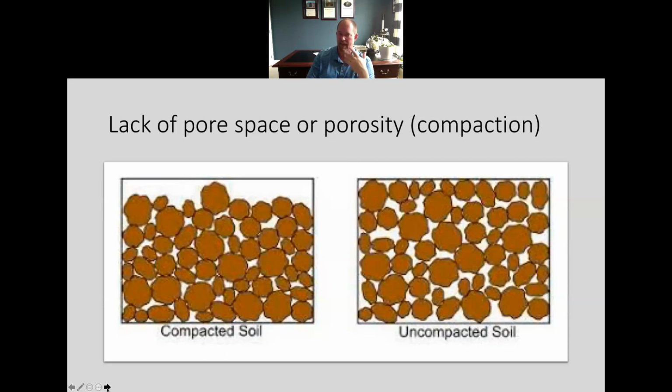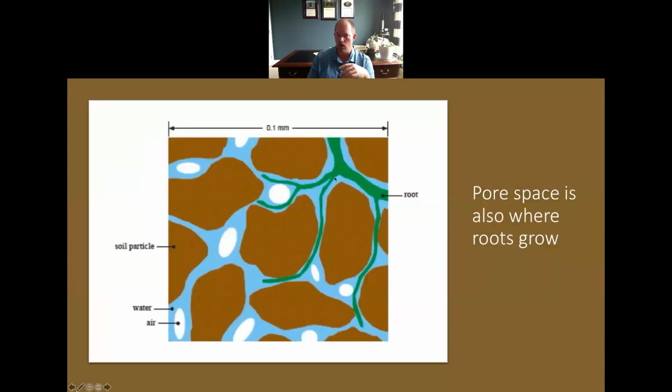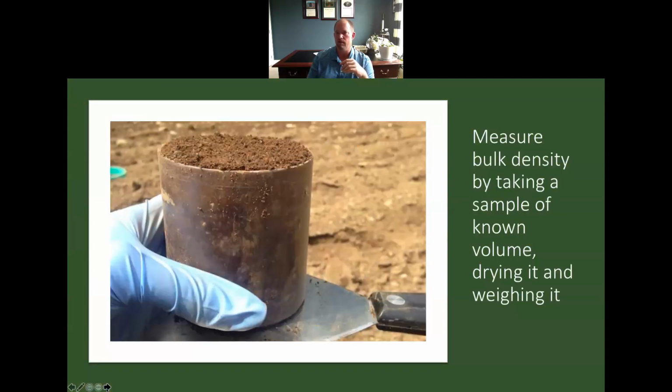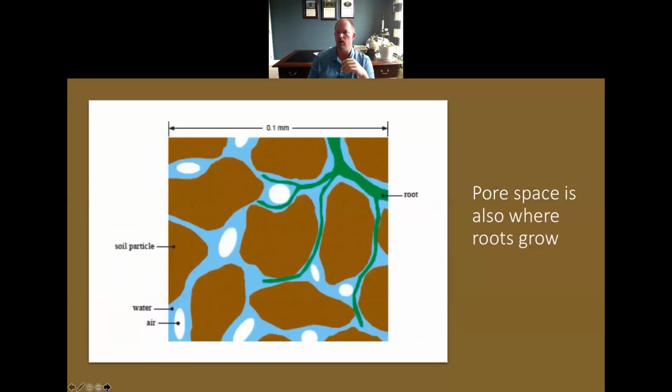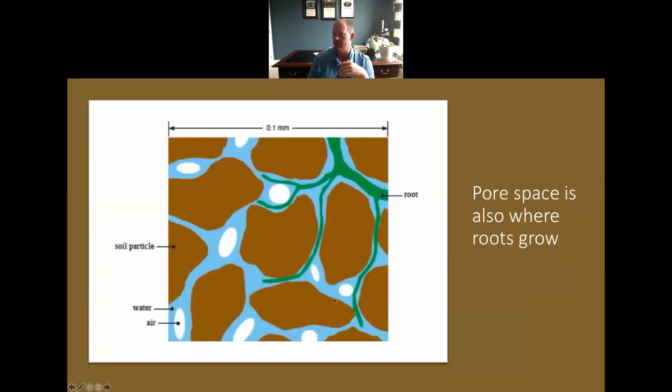When we talk about compacted soil, it basically means that we're driving out all of the pore space. And the pore space is where all the magic happens in the soil. This is where all the chemical exchanges are going on. This is where the microbes live. This is where the roots grow. The roots are growing through this pore space. This is also what's holding all of the water and everything else that's important in the soil.